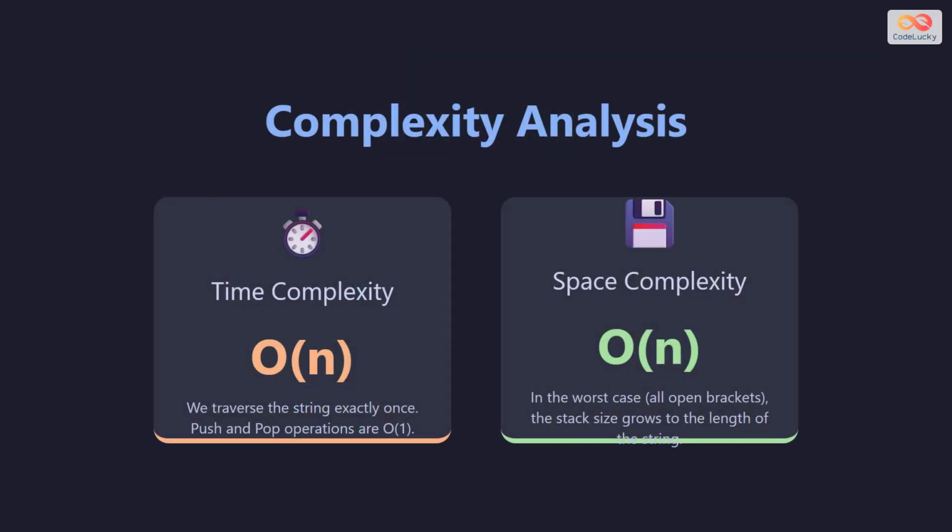Let's analyze the efficiency. The time complexity is big O of n, where n is the length of the string. This is because we iterate through the characters exactly once, and stack operations are very fast. The space complexity is also big O of n because, in the worst case, like a string of all open brackets, we might store the entire string in the stack.